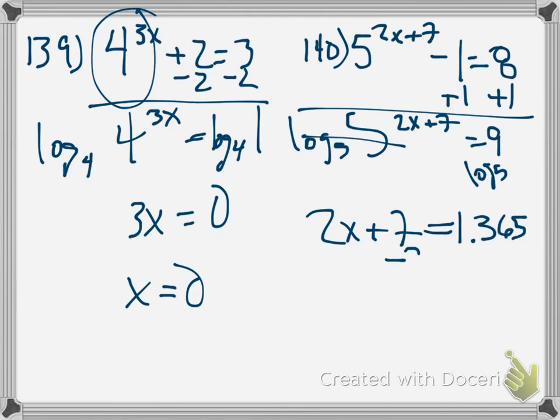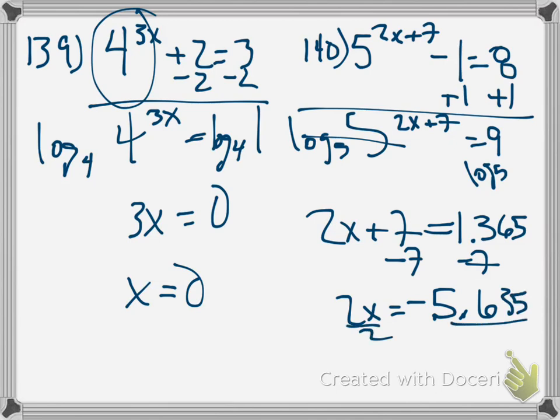Okay, and then I'm going to subtract 7 from that. And this is really easy because all you have to do is keep typing into the calculator and you just keep getting your answers. Here I've got negative 5.635. And then you divide by 2 to get x is approximately equal to negative 0.2817.